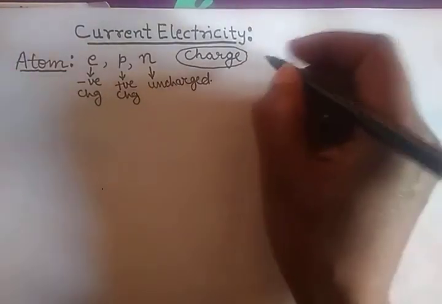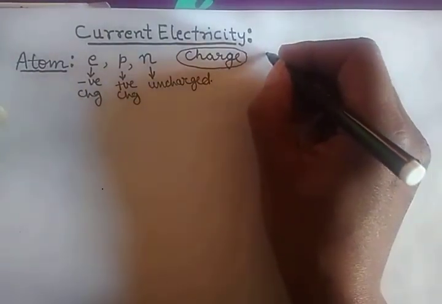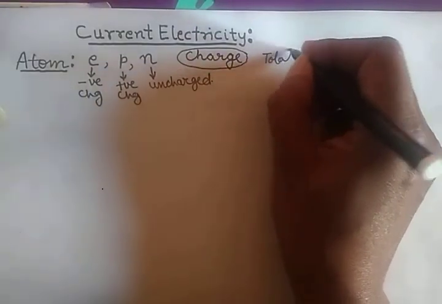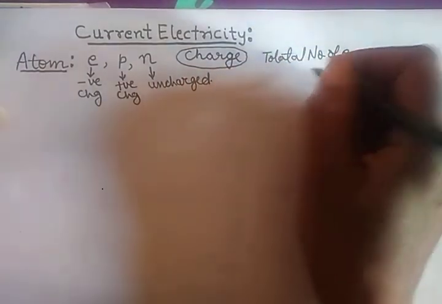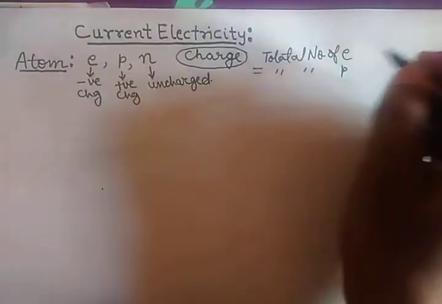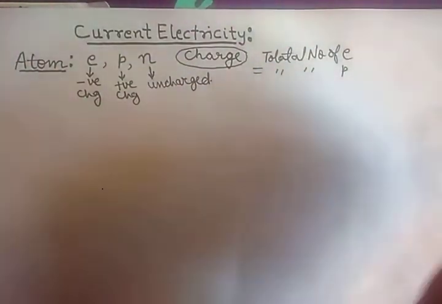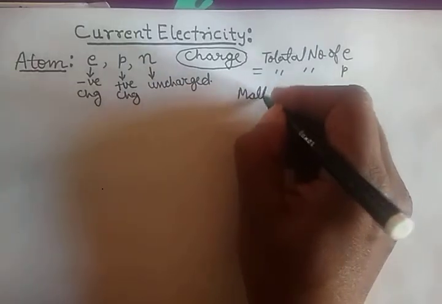And one more thing, in an atom, the total number of electrons is equal to the total number of protons. So this is the basic structure. That is why matter is electrically neutral.